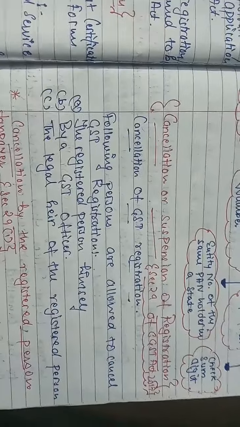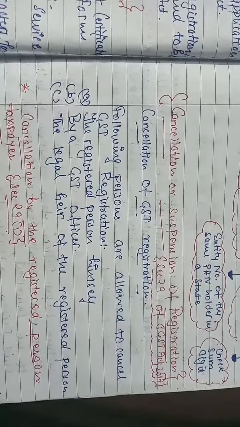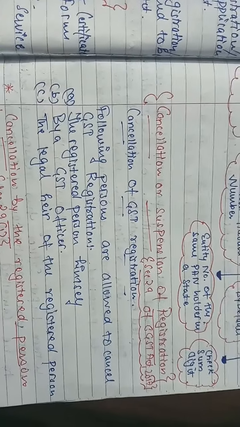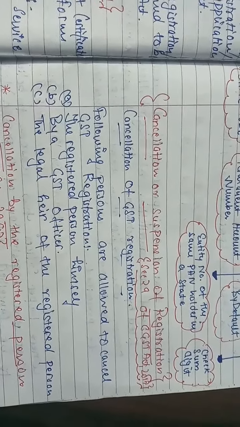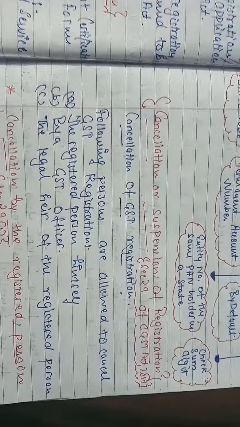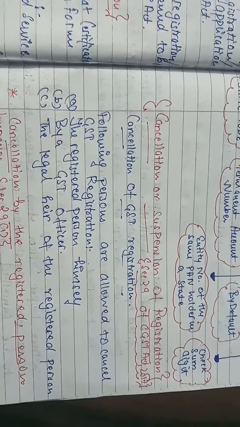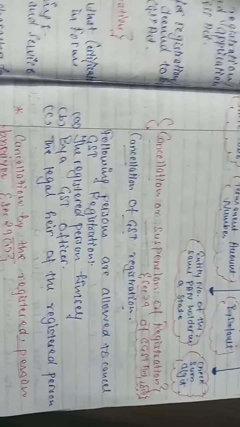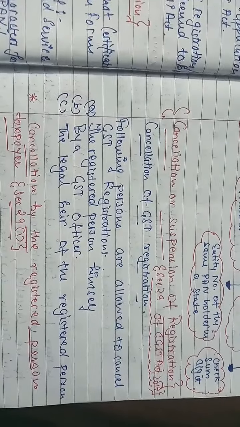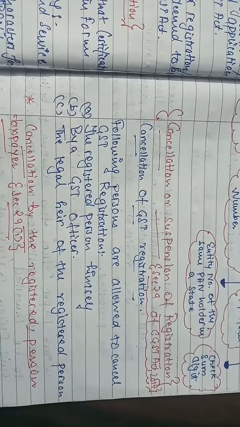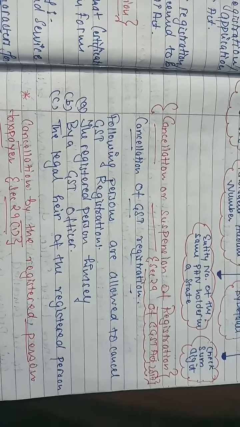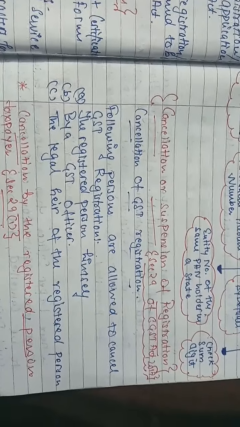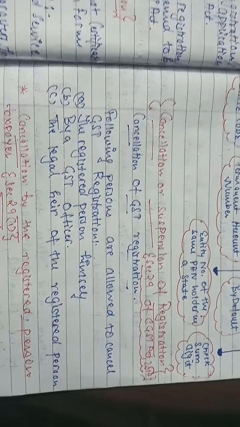Now we come over to the next section, that is section 29 of CGST Act 2017, which stands for cancellation or suspension of registration. For the cancellation of GST registration, the following persons are allowed to cancel GST registration. The registered person can cancel by himself. Secondly, it can be cancelled by a GST officer. Thirdly, the legal heir of the registered person.